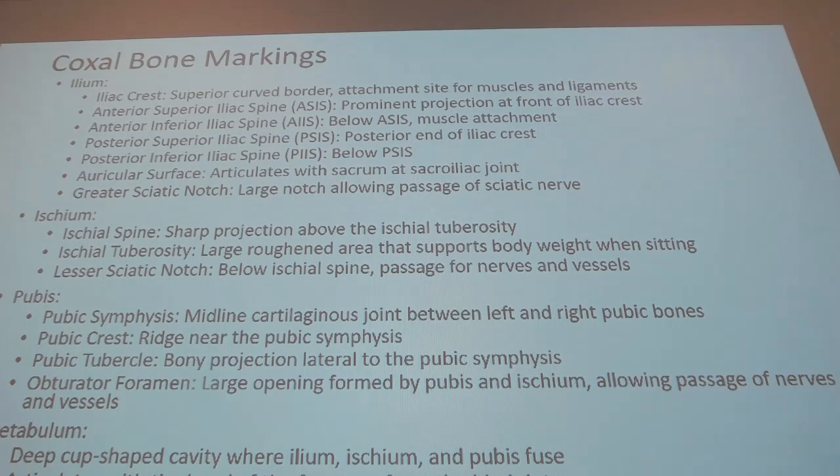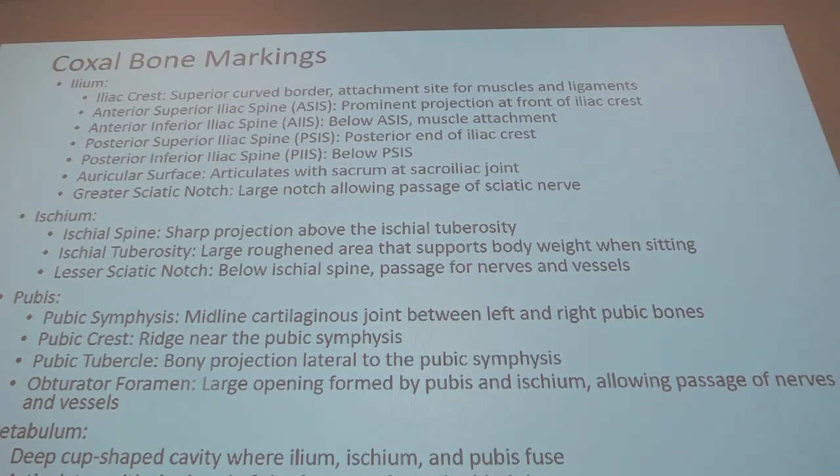Now the acetabulum, as I told you, is a deep cup-shaped cavity between the three bones, the ilium, ischium, and pubis, and it articulates with the head of the femur to form the coxofemoral joint.